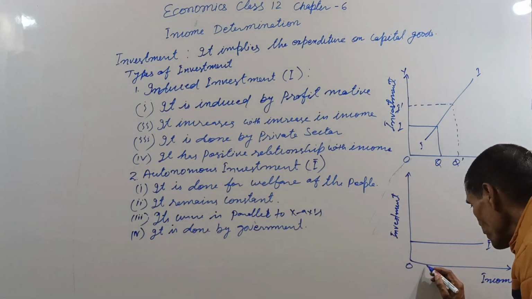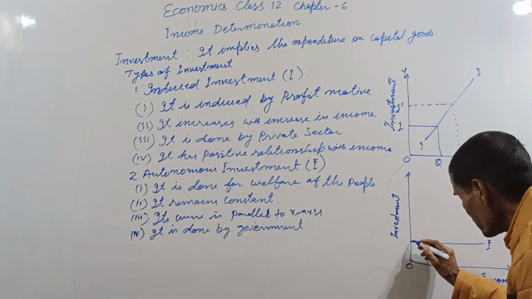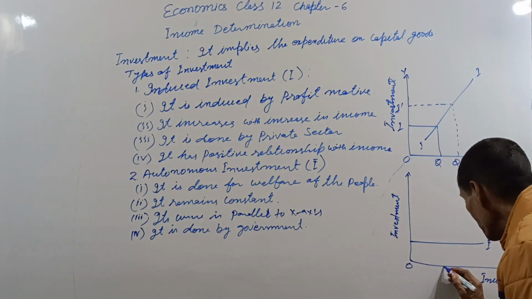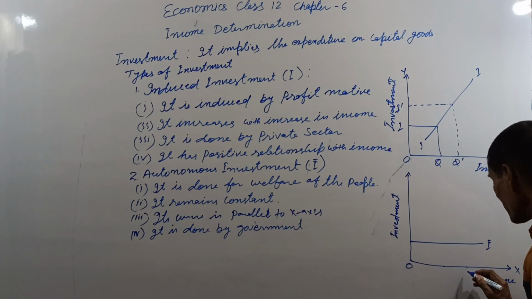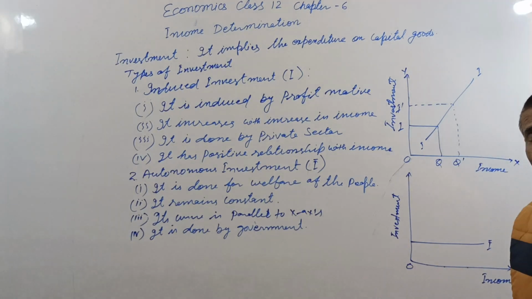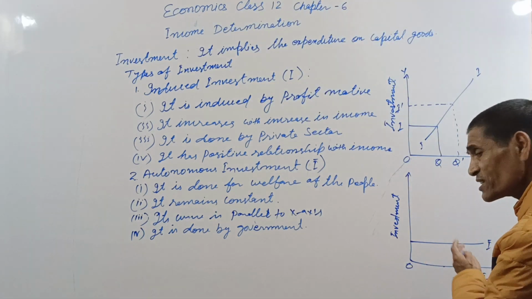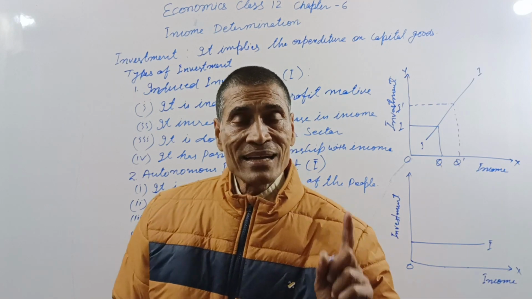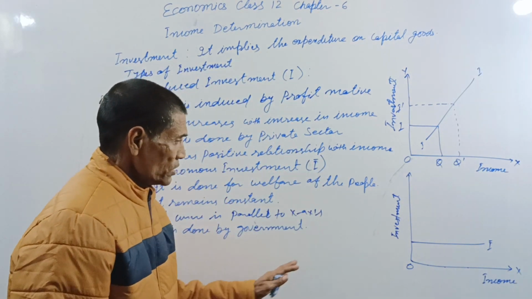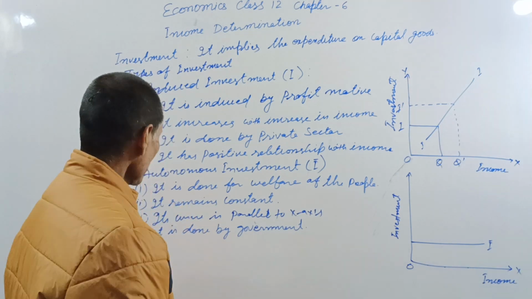It means what? Suppose income is this much, and the autonomous investment remains constant. If income increases, even then it remains constant. The value of autonomous investment remains constant. It means it is unaffected by the level of income. So you have understood this very well.